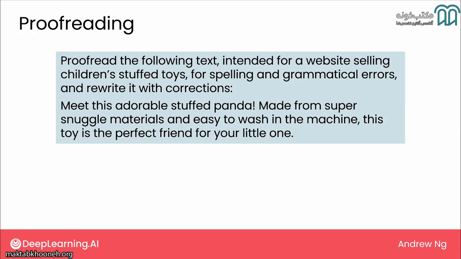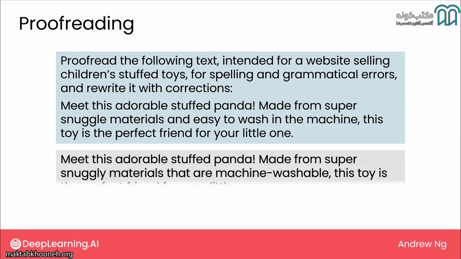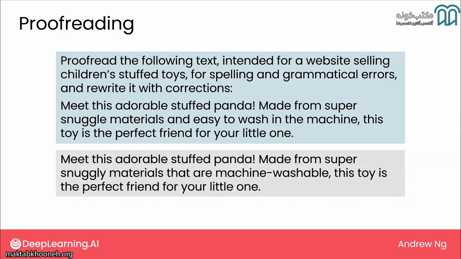And this is a piece of text with some errors, and the output of the large language model fixes that "snuggle" was misspelled, and it fixes this little piece of grammar over here. When I'm writing text myself that I want to be quite confident is free of spelling and grammatical errors, and sometimes also awkward sentences, I actually use this myself to proofread what I write.